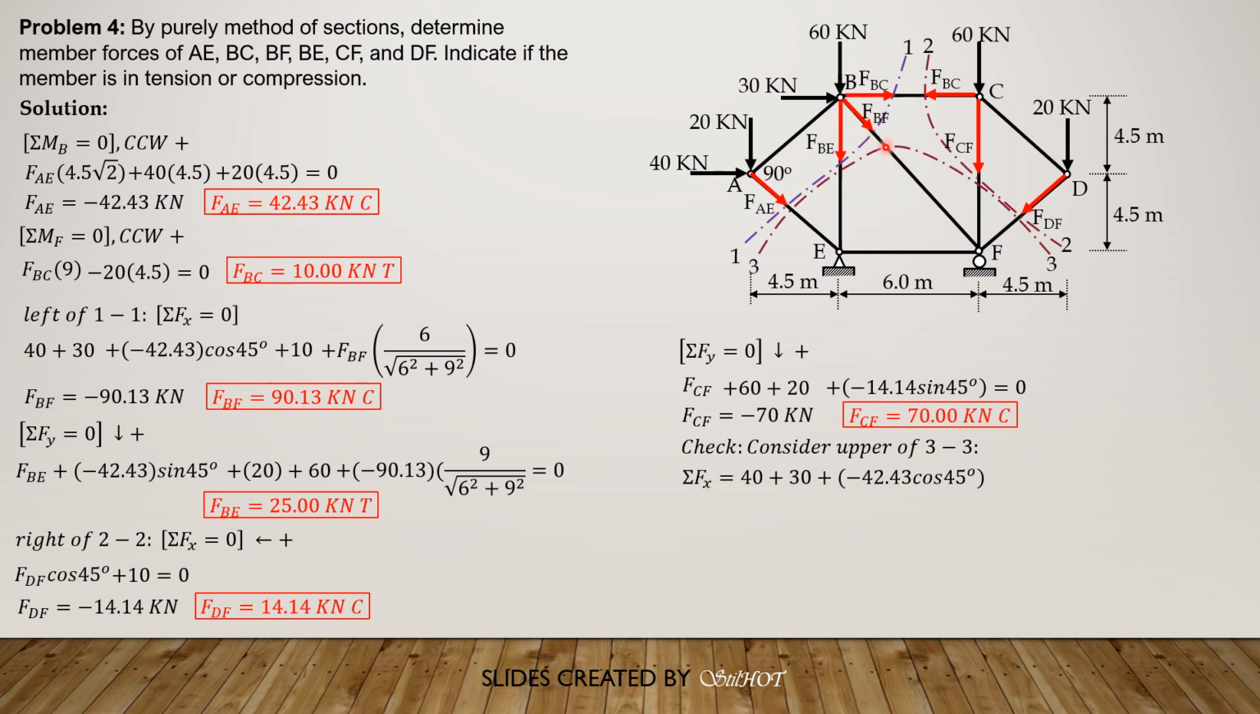FBF is cut, so it is included. FBF is negative 90.13 times 6 over square root of 6 square plus 9 square, then minus FDF, which is negative 14.14 cosine of 45, then compute. So the result is almost 0, so that means our calculations were correct. Then summation forces Y, to completely say that all our answers are correct.